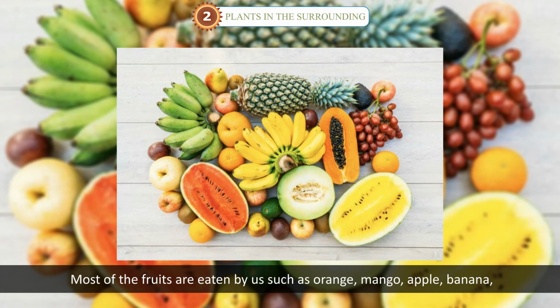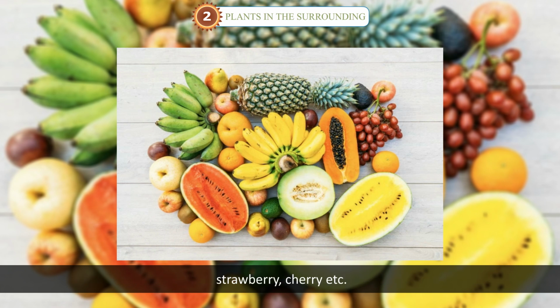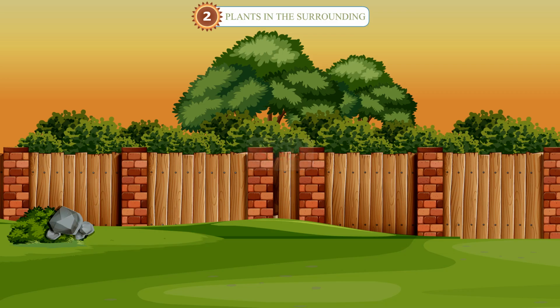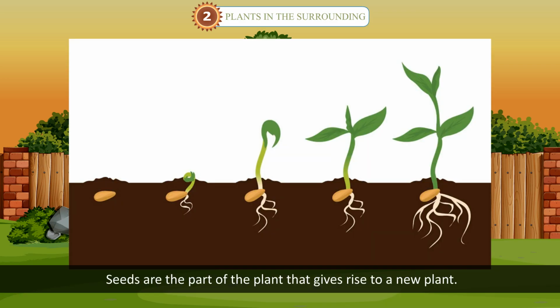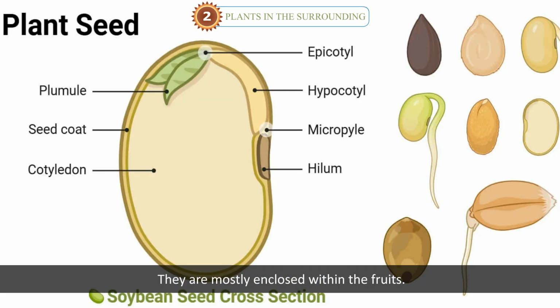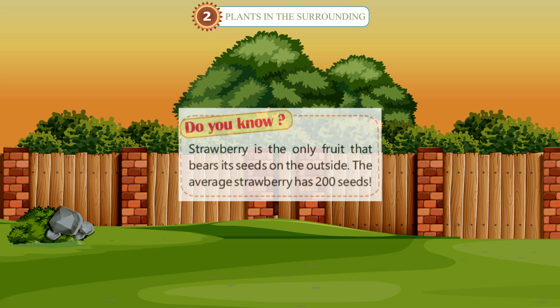Most of the fruits are eaten by us, such as orange, mango, apple, banana, strawberry, cherry, etc. Seeds. Seeds are the part of the plant that gives rise to a new plant. A seed is made up of different parts: cotyledon, seed coat, embryo. They are mostly enclosed within the fruits.